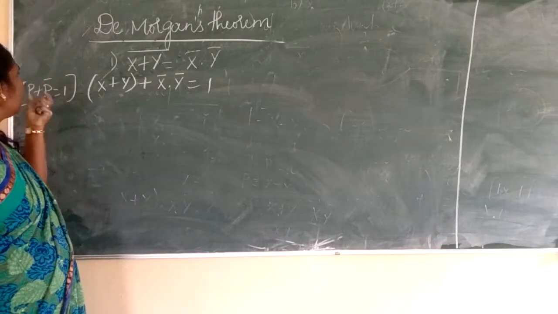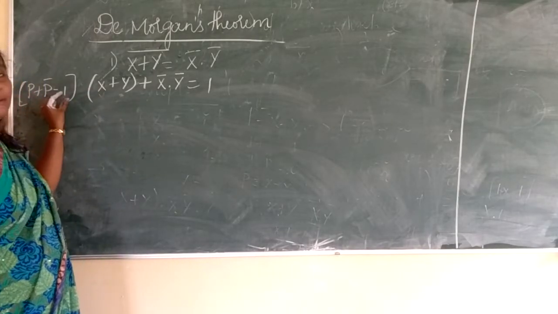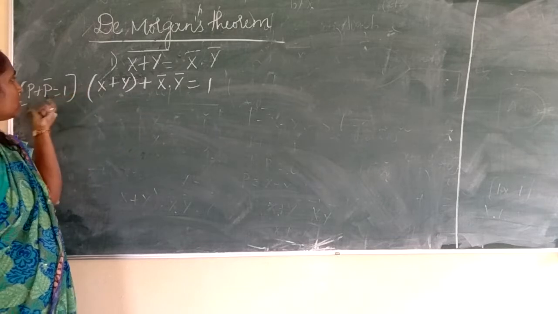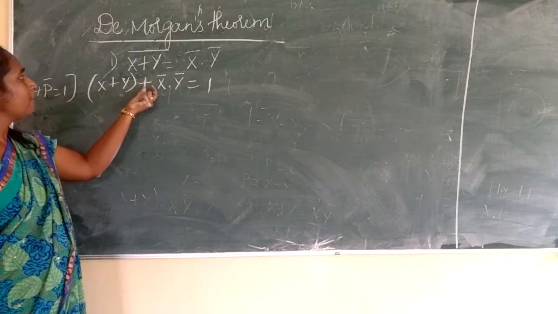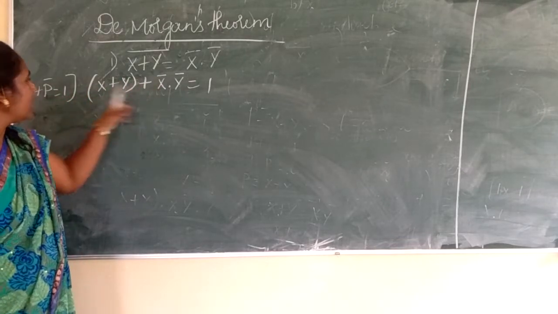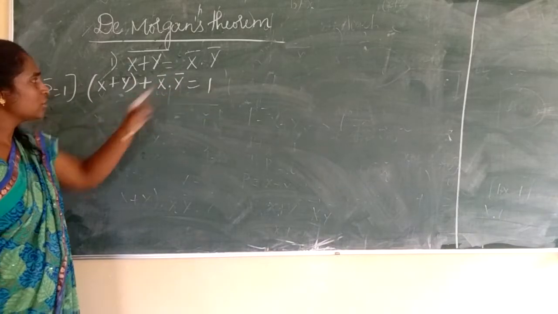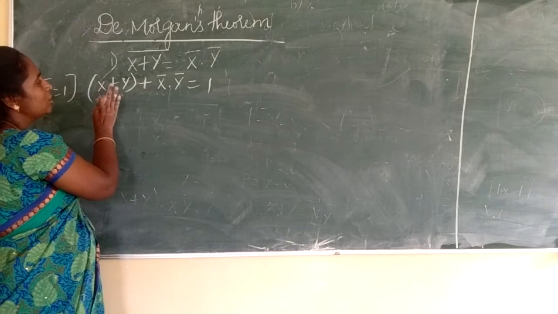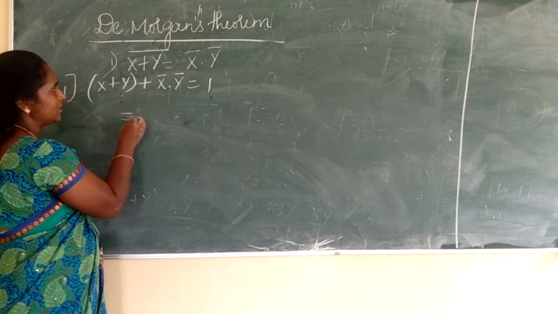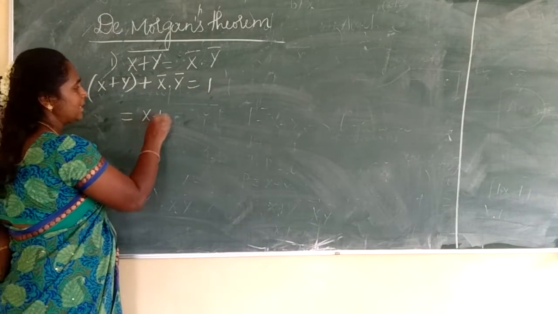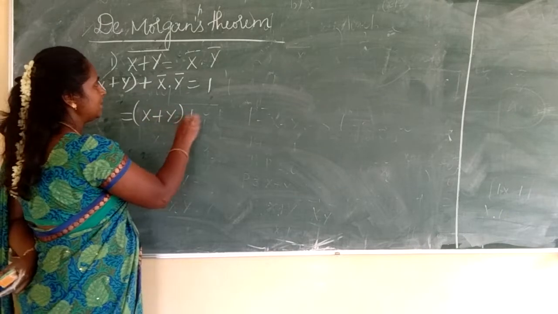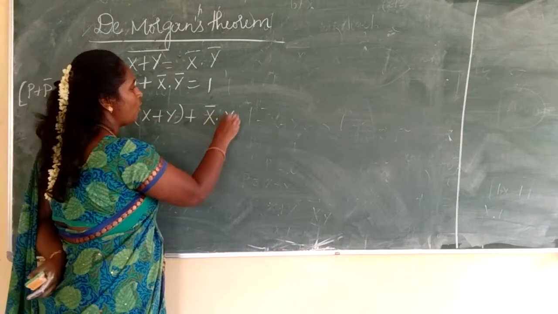Okay. First thing we are considering: p plus p bar is equal to 1. So what is my p? x plus y, plus, as it is, p bar is nothing but x bar into y bar, is equal to 1. So this should be proved. That is, your LHS should be proved equal to your RHS. Consider your LHS, (x + y) plus x bar into y bar.